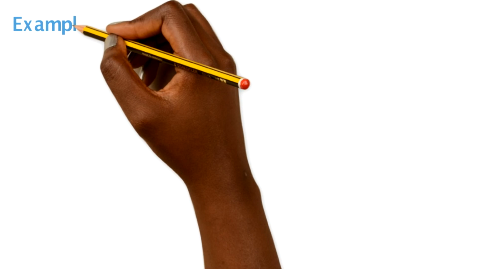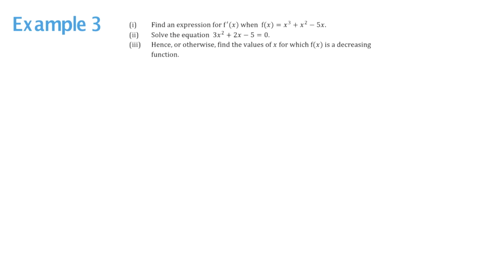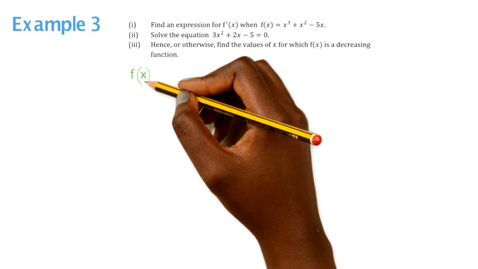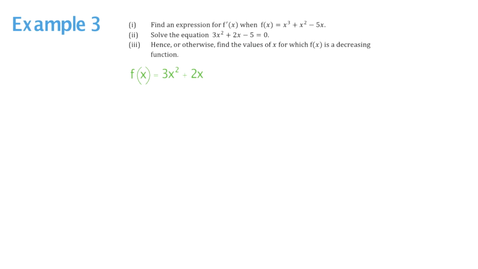And the last example is, first of all, it wants us to work out the derivative of the function. So f dash x, should be a dash there. So f dash x should be equal to 3x squared plus 2x minus 5.